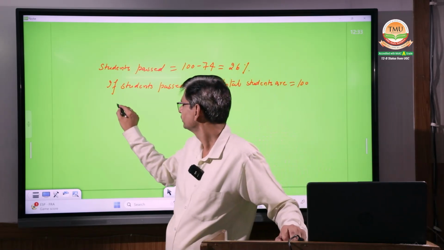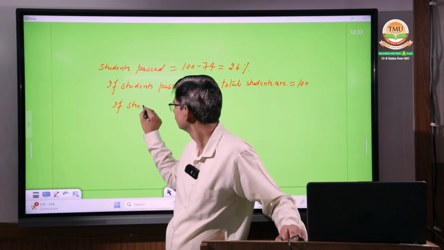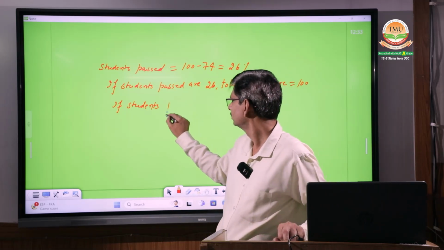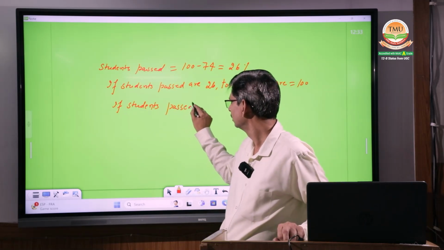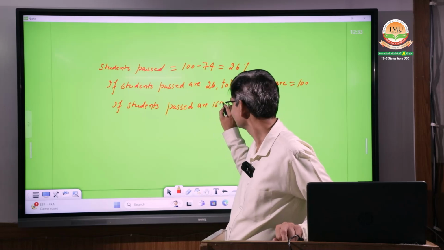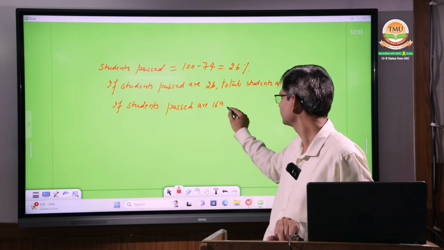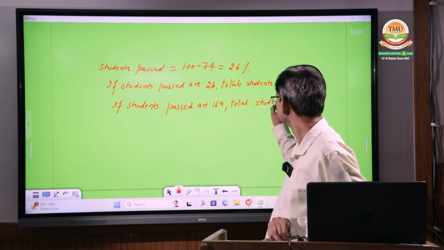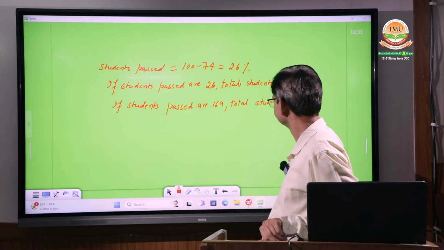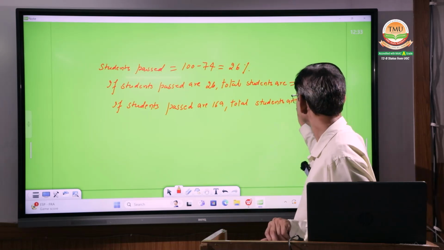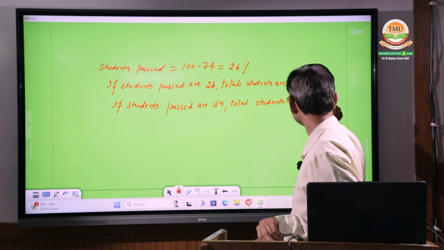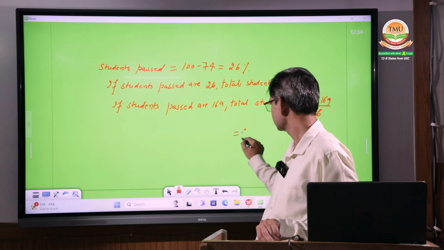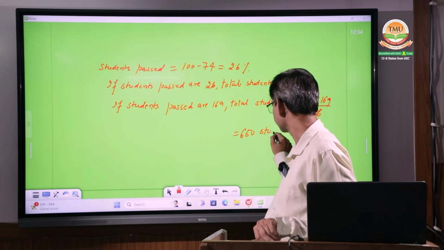If the students passed are 169, total students are 100 into 169 upon 26, that is 650 students.